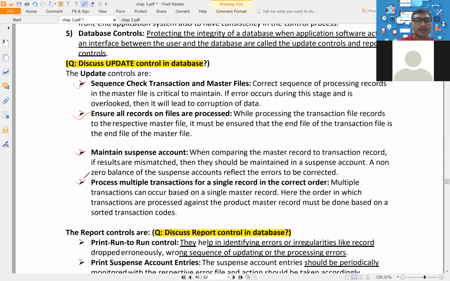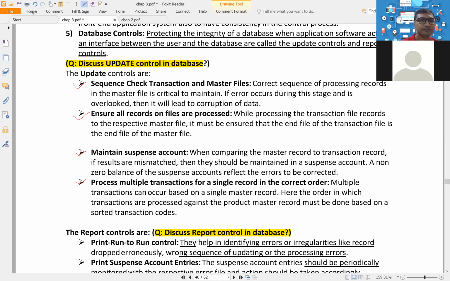And finally, if you have one master record and multiple transactions, remember 103 in your diagram, and you have multiple transactions for 103. So all transactions should be updated on the 103 master in the correct order. Diagrams, look at the diagrams very well, which I have given you. You will understand my concepts very well.